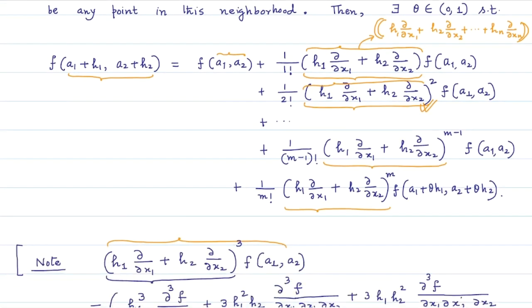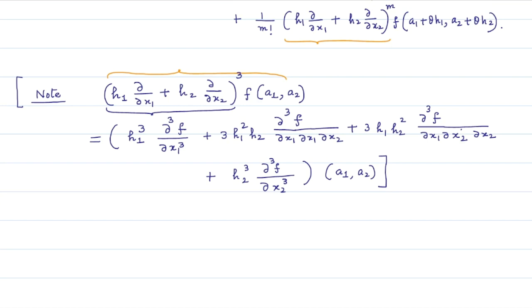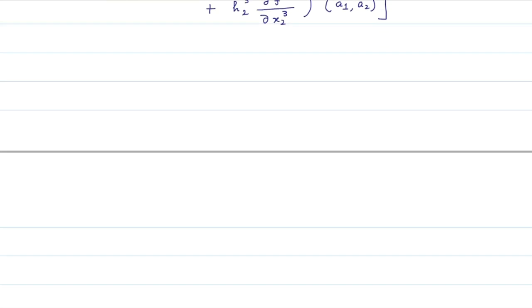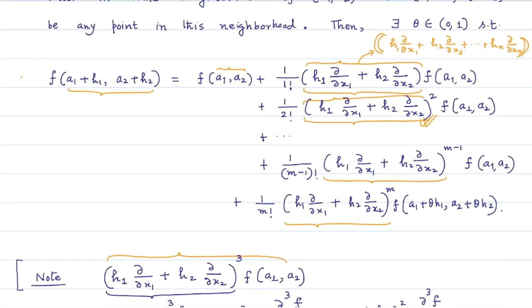A proof of this result for functions of two or more variables is very simple, and that is given by Taylor's theorem for functions of one variable. You notice that inside this expression, we actually wanted to write an expression of the function's value at the point a1 plus h1 and a2 plus h2 in terms of the function's value and the derivative value at the point a1, a2.